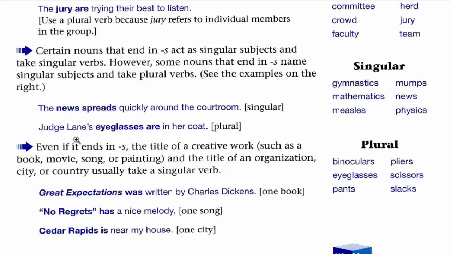Judge Lane's eyeglasses are in her coat. Eyeglasses consists of two parts. You can never wear one of them or half of it and leave the other. That's why it always acts as plural. And the same case applies to these collective nouns.